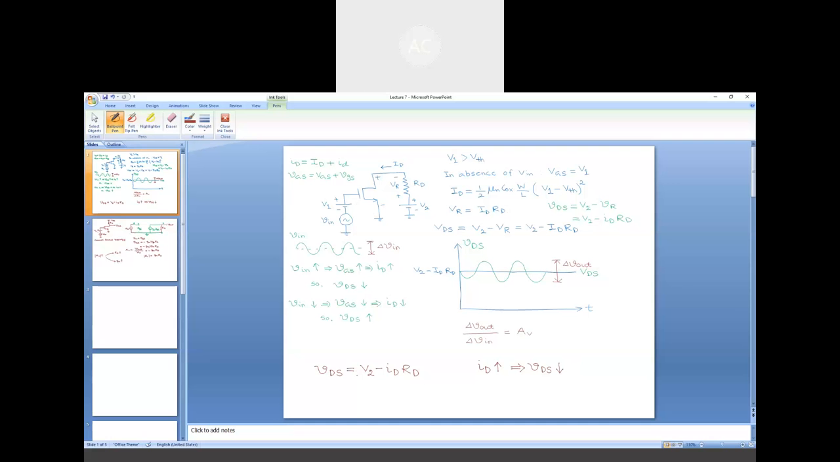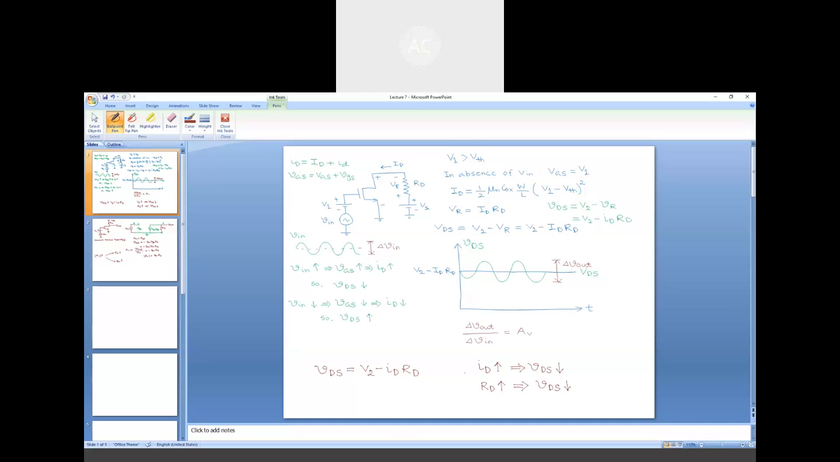So here, if I go on increasing the value of RD, then also I'll have the same condition for a fixed ID, because VDS is given by V2 minus ID times RD. So if either ID or RD is increased, in both cases VDS will be reduced. Now what is VDS? That is our output voltage. If VDS is reduced and falls below the gate source voltage minus the threshold voltage, I mean the gate source overdrive voltage, then a point will come when the device enters into the triode region.